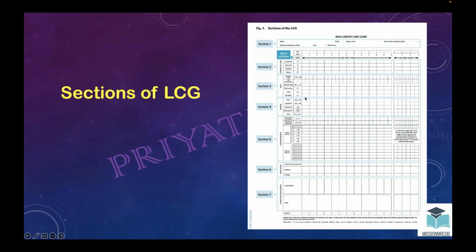If any parameter is not in the safety zone alert, for all alerts we put a red circle. So this is for the first stage, this is for the second stage. Move to section 5. Then explain section 5 to her.